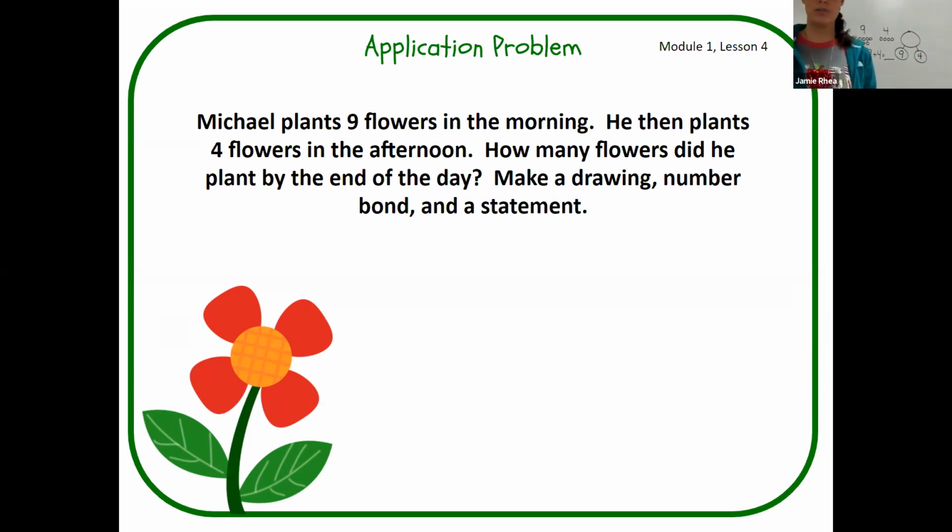So let's think of all the different strategies we could use. We did draw a picture. So now what could we do? We could count on 9 to 4 more, or we could try to make 10. Remember, I told you I was going to use the strategy we learned yesterday in making 10. Can I make a 10 out of this? Yeah, I can take 1 from my 4 and put it over here with my 9. Now I have 10.